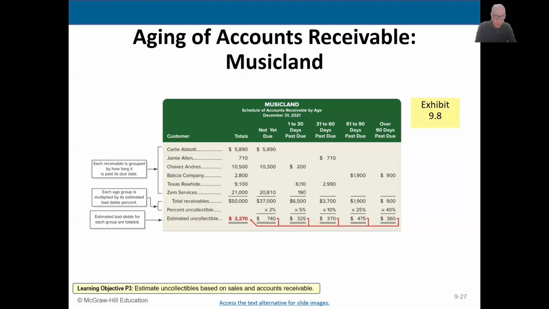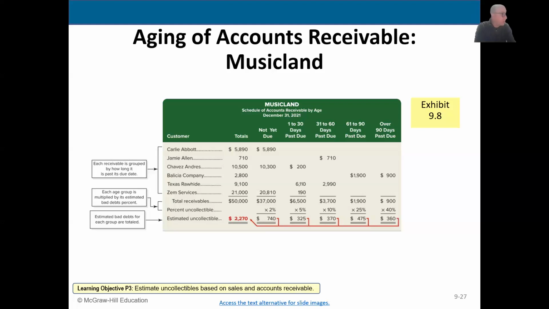25% chance I'm not going to be able to collect that. So that's $725, I'm sorry, $475. And then 91 days plus, there's $900 sitting out there already. 40% chance that I'm not going to be able to collect that. That's $360. I add up all of those categories, aging periods, to get a total of $2,270. I'm estimating that I'm not going to be able to collect.